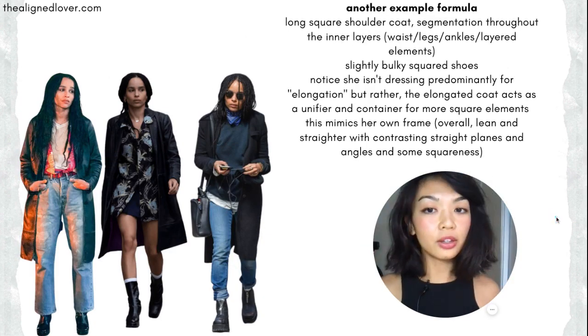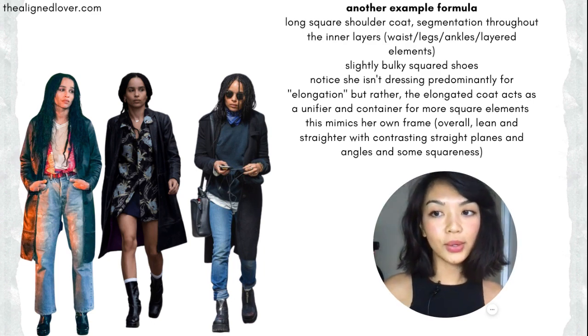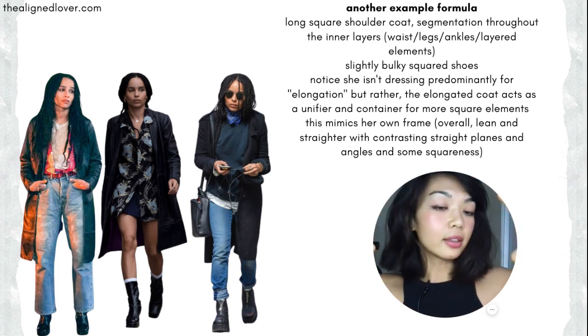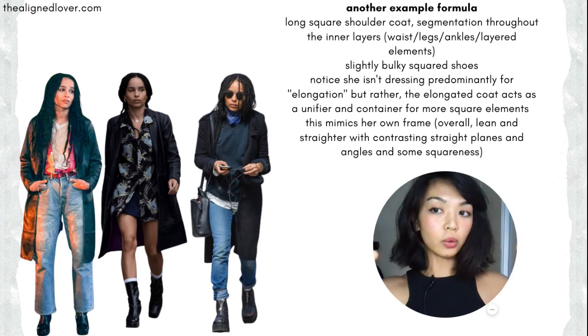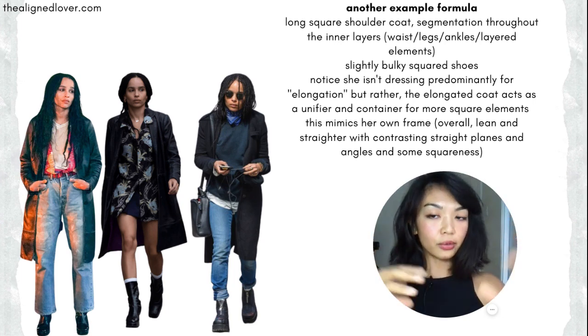Here is another example of an outfit formula that works super well on Zoe. She is wearing, again, this long, slightly oversized coat that acts as a unifier for the inner layers that she's wearing.